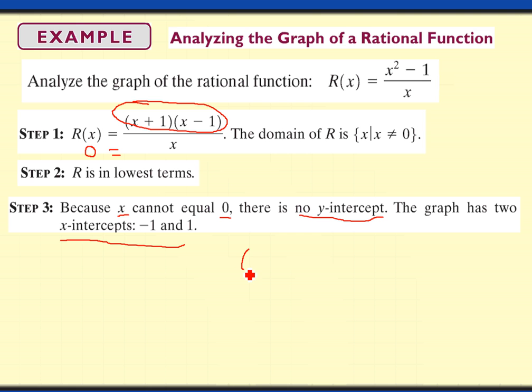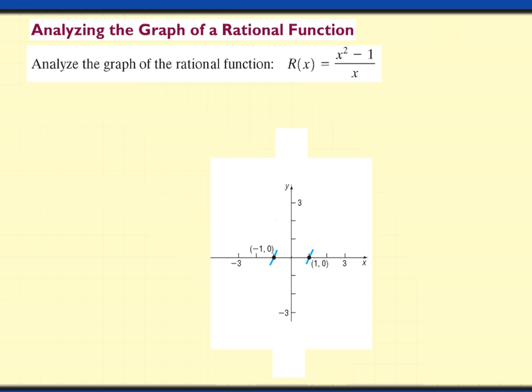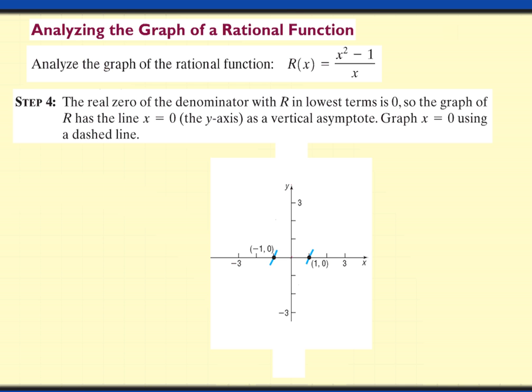So we have two x-intercepts. One is where x is -1 and y is 0. And the other one is where x is +1 and y is 0. Okay? So we've plotted those two intercepts. And we can next go ahead and put in our asymptotes that we've already determined. Remember, we had an asymptote of x equals 0 because that's the value of x that causes the denominator to be 0.